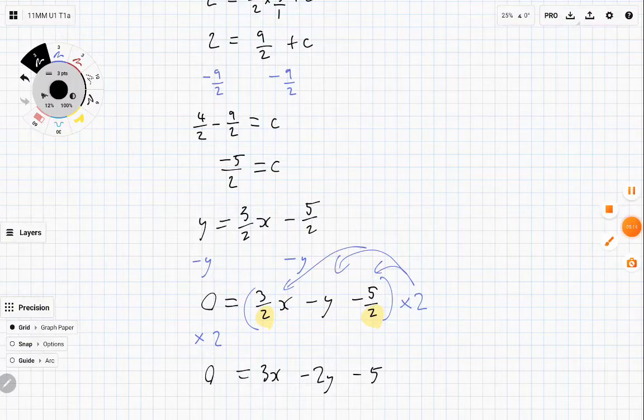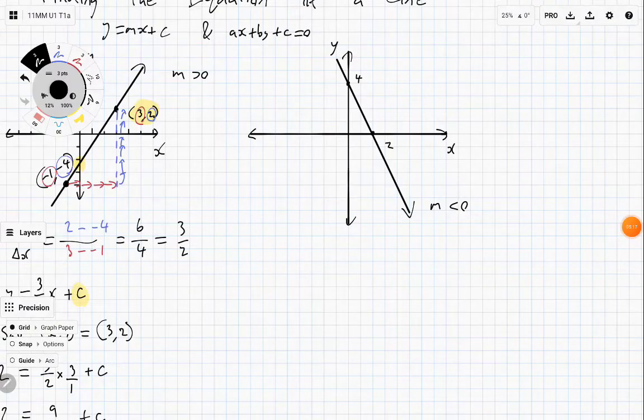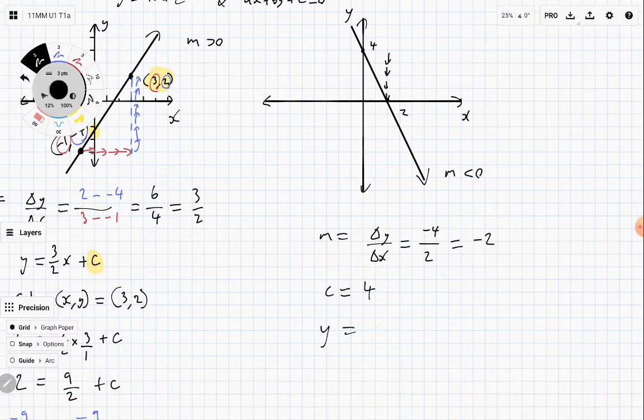Let's have a look at the other one. So in this case, we've got the two intercepts. Let's start off by calculating the gradient. m is equal to delta y on delta x. In this case, it's gone 1, 2, 3, 4 down. So minus 4 for the change and 2 to the right. So it's negative 4 on 2, which is just negative 2. And the y-intercept is just 4. And we're done. y is equal to negative 2x plus 4.